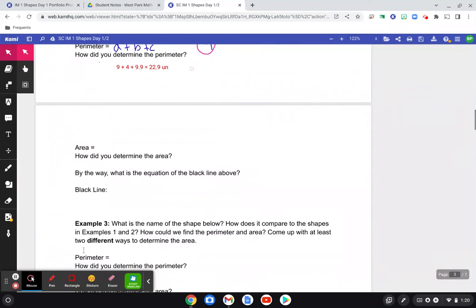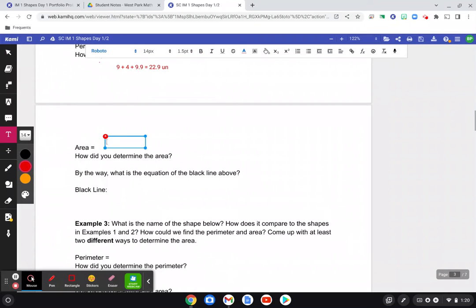So the formula for a triangle is base times height, but we are going to divide that by 2. We're going to take 1/2 of it. So the area is actually equal to 1/2 base times height, okay? And we just explained how we determine that. It's half of a rectangle.